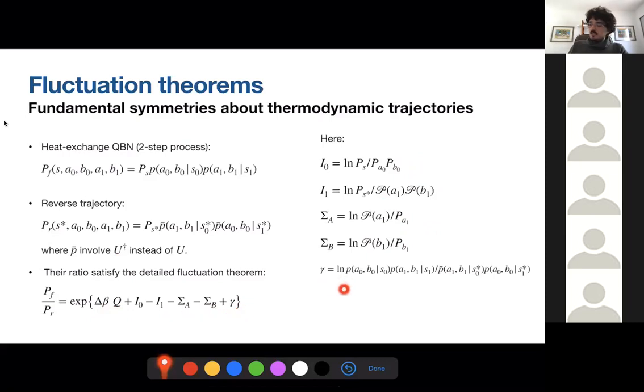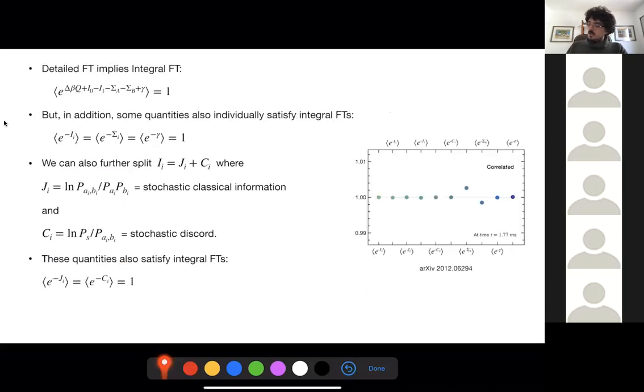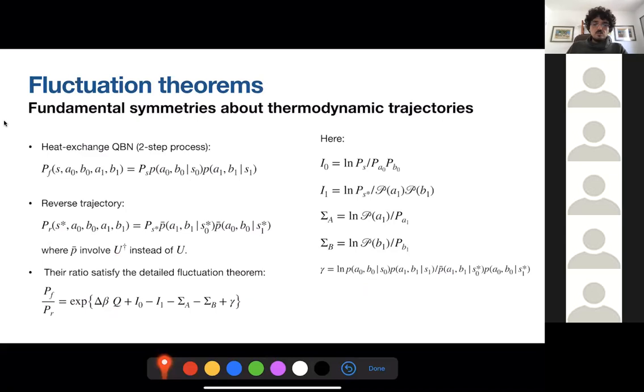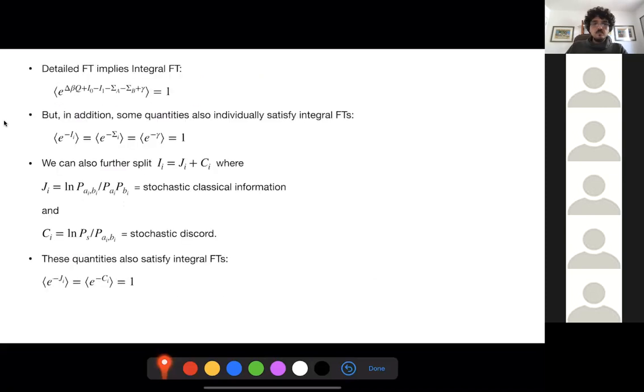And we have this term gamma, which is a dynamical term that has zero average. We don't have a great interpretation for it, but it's essentially associated to the dynamics of the forward and backward processes. And so that ratio that we had before implies what was called an integral fluctuation theorem, which means that this average is equal to one. But one of the nice things that we found was that some of these terms individually satisfy fluctuation theorems. So in particular, the mutual information, the relative entropies, and this dynamical term gamma individually satisfy fluctuation theorems.